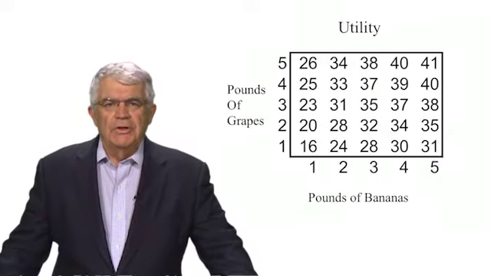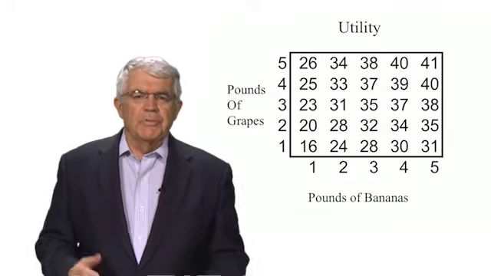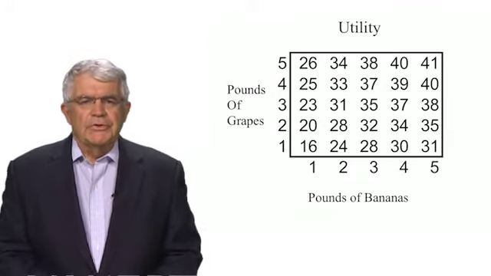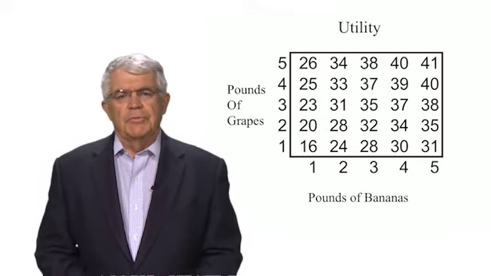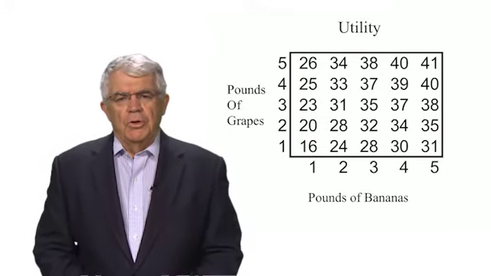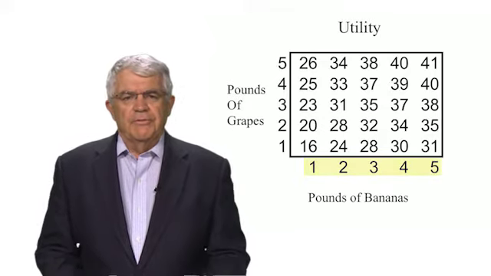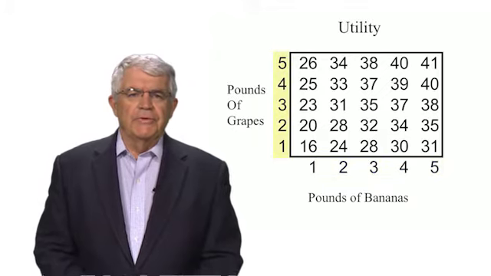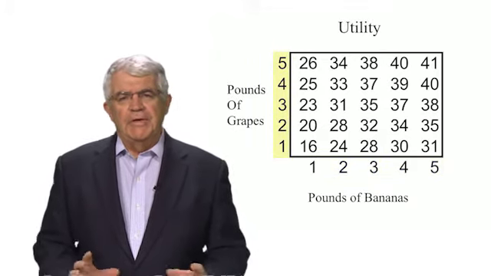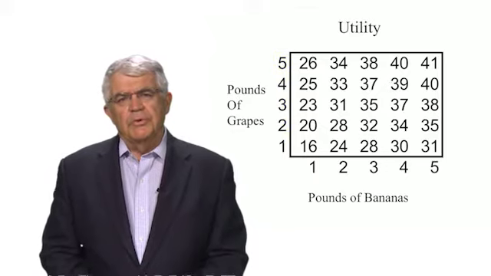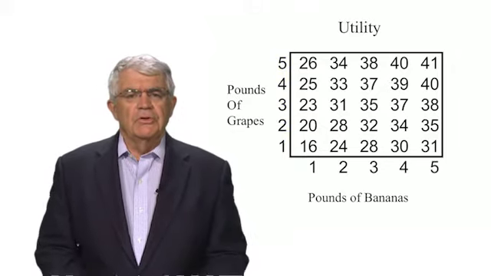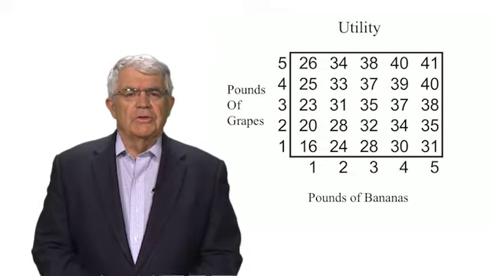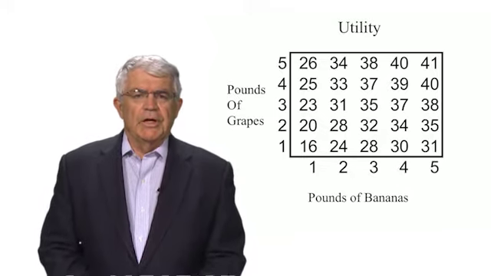That's the concept. Now to make this work, I want to use an example, and I want to imagine that you or someone else is a consumer deciding how many pounds of grapes to buy in the supermarket, or how many pounds of bananas to buy in the supermarket. And so on the horizontal axis of this box, I'm labeling the pounds of bananas, 1, 2, 3, 4, 5, and on the vertical, we're labeling the pounds of grapes, 1, 2, 3, 4, 5. And then inside the box, inside this matrix, we're representing the utility that this consumer gets from these various bundles or combinations of bananas and grapes.